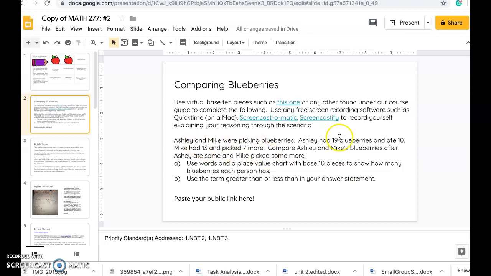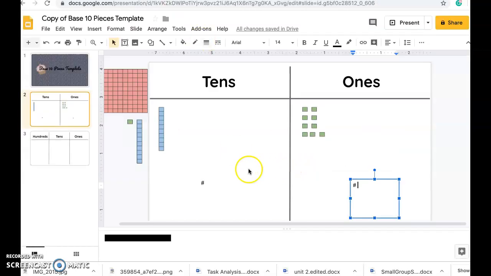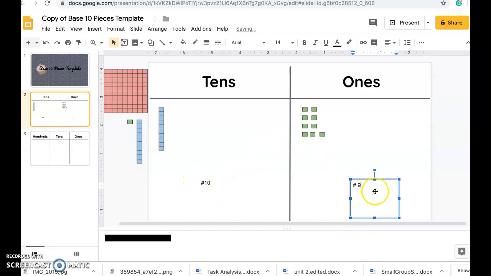So first, let's look at Ashley. Ashley had 19 blueberries. So let's go look at Ashley's. As we can see here, I have 19 laid out. We have 10 because it has a long, so that would be 10. And then we have 9 over here, so that would be 9. So 10 plus 9 would be 19 blueberries.